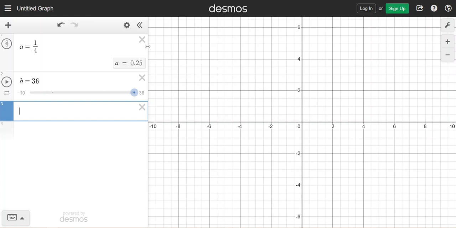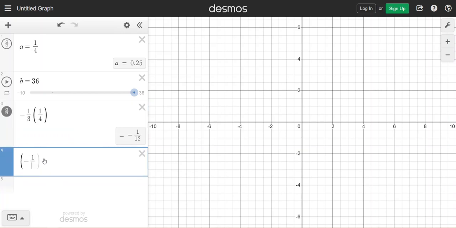All right. So my first ordered pair is supposed to be at negative 1/3 of the A value. So in my case, that would be negative 1/3 of 1/4. And so I'm going to figure out what that value is as a decimal. And in my case, that is negative 1/12. And we want our ordered pair to be comma 3. And that is our first ordered pair.